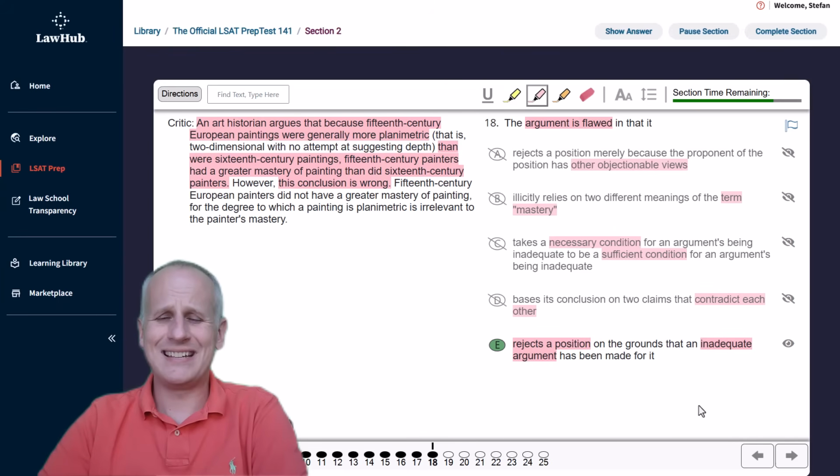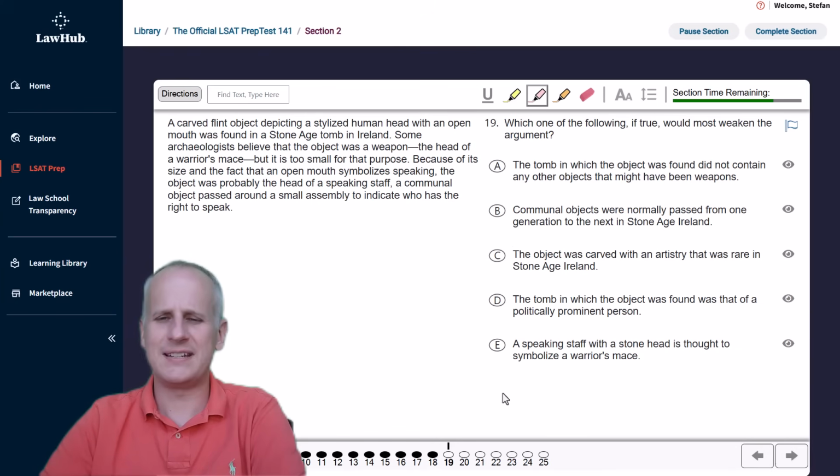Moving on from question 18 of LSAT PrepTest 141's first logical reasoning section, section 2, over at lawhub.lsac.org, we get to question 19 and we've got our highlight tool ready to go, and we're going to mark exactly what question 19 wants us to accomplish. In this case, the stem reads, which one of the following, if true, would most weaken the argument? So we're just going to highlight most weaken. We know we're going to read the full paragraph on the left, highlight the conclusion and any necessary references, and potentially try to predict what would weaken that argument.